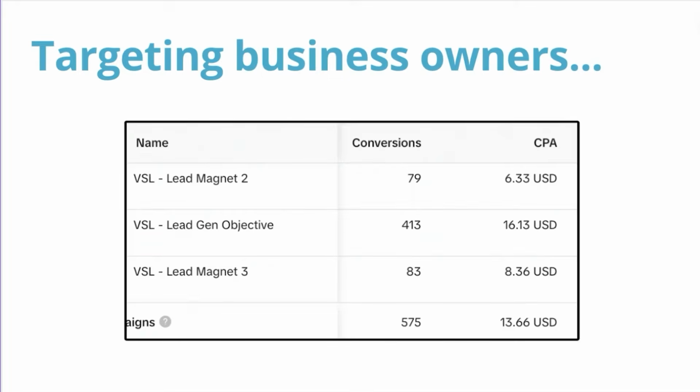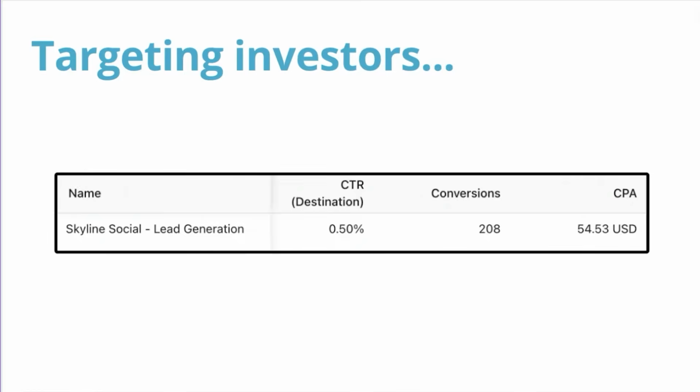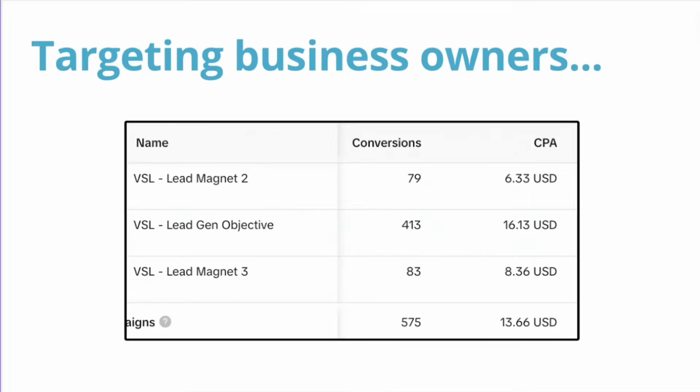And one more example, and this is targeting business owners. Again, just to give you an idea of how the cost per lead really can vary anywhere from $4 up to like $50, $54, and then $13, which is kind of something in between. And you can see here there are 3 different campaigns. Each of these different campaigns had a different set of ads and different lead magnets to test what works better.